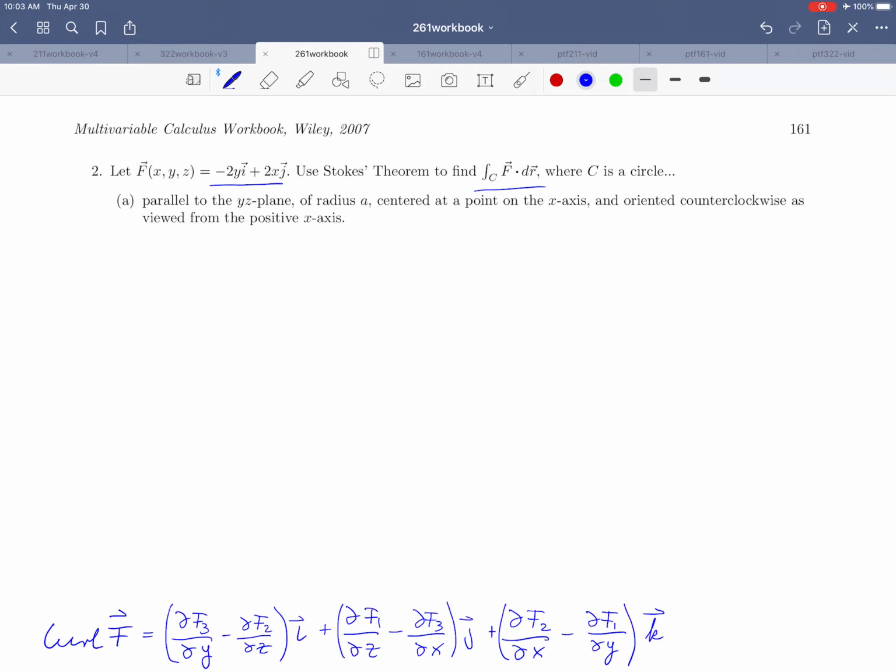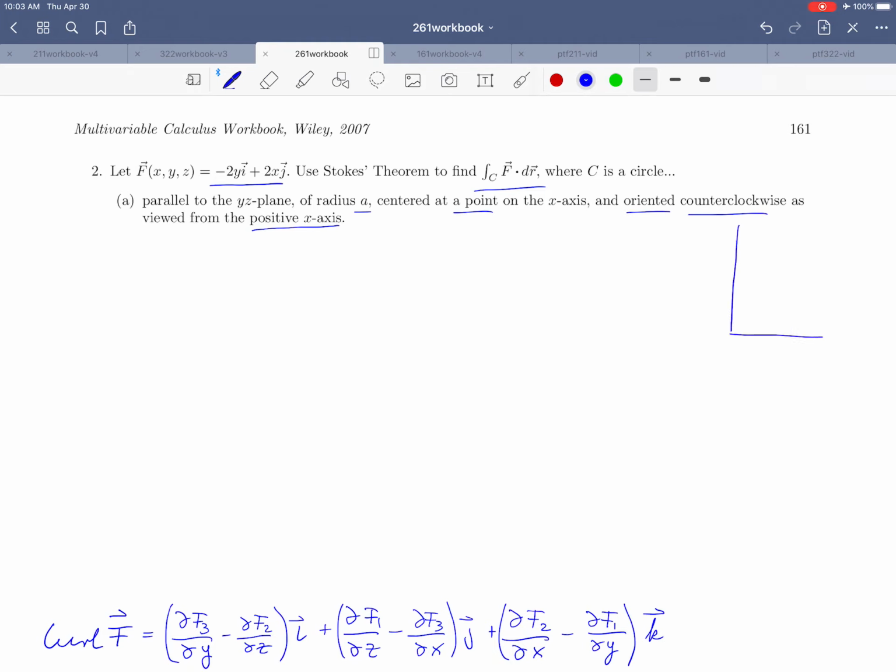I have to say they don't give us many details. We just have a general radius a, a point on the x-axis, and an orientation as viewed from the positive x-axis. So this is what they're telling us. Let's draw and see what this looks like before we go ahead and compute this line integral.